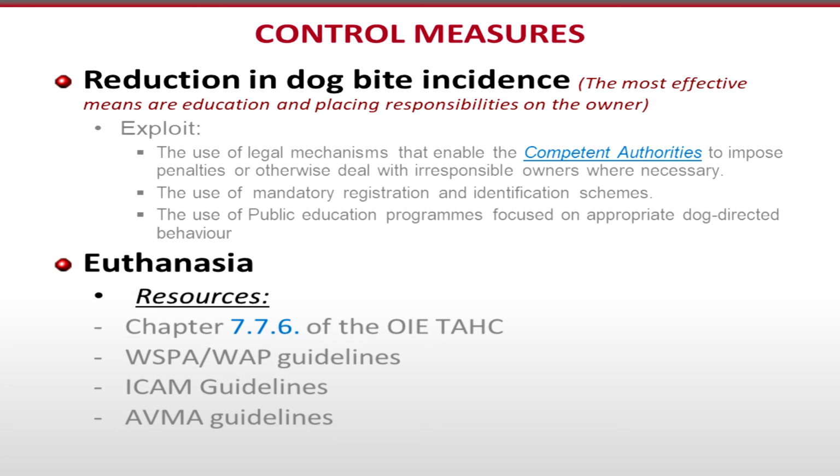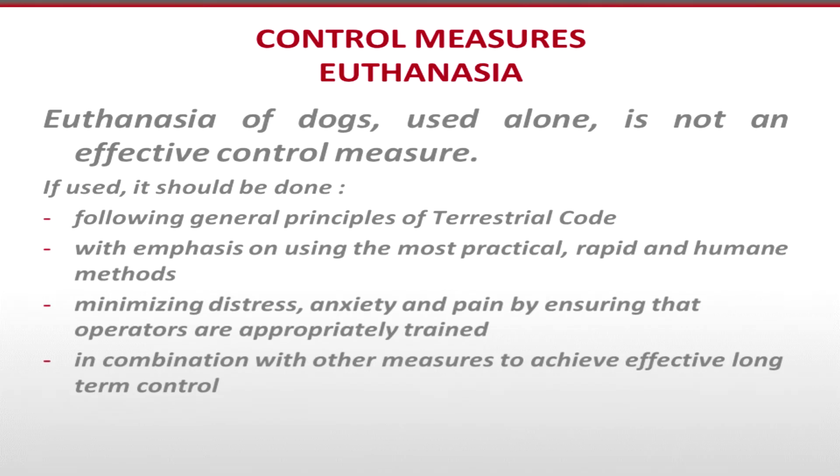The last one is euthanasia, which everybody gets very excited about. And there are many resources there. I'm not going into it because I'm not an expert in euthanasia, but you go to the Terrestrial Animal Code, it gives you so many options, the advantages and disadvantages. But you can also get the ICAM guidelines, AVMA guidelines, WAP guidelines, our Terrestrial Code. They'll give you advice or guidelines on how euthanasia should be done.